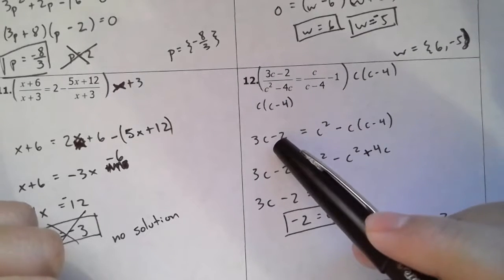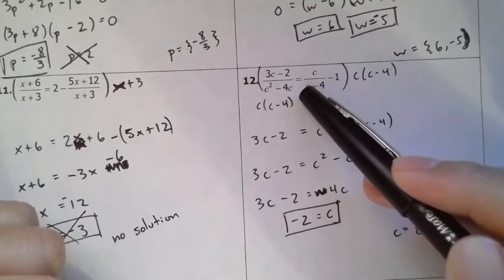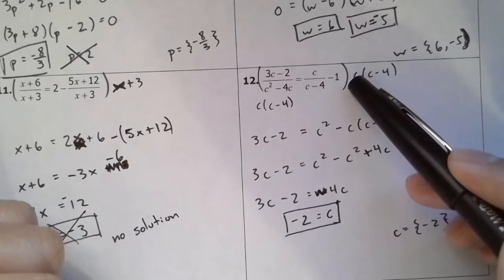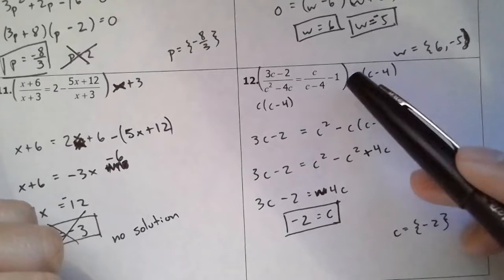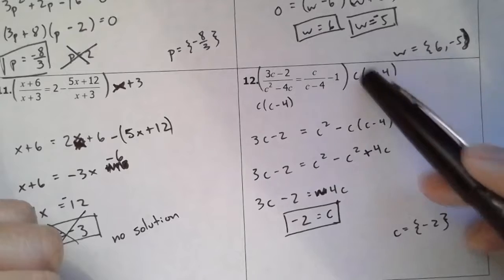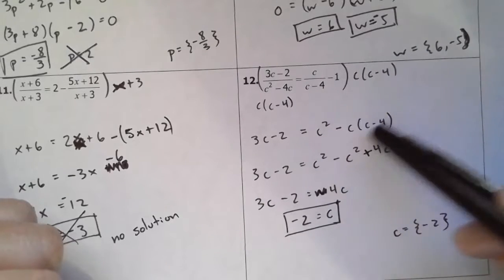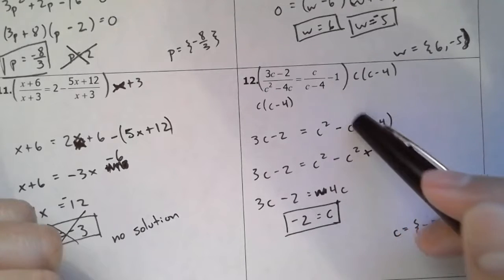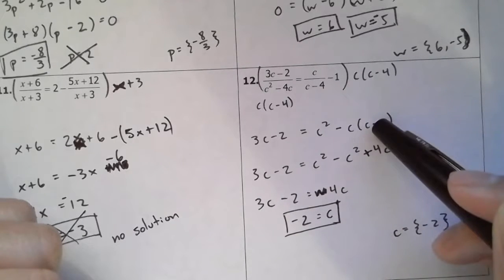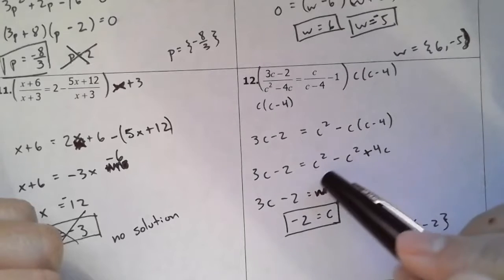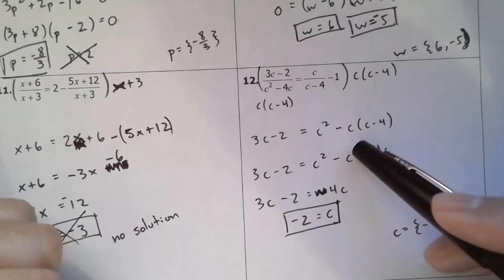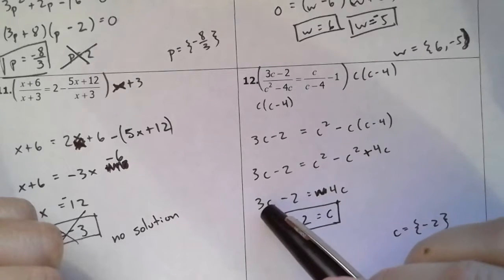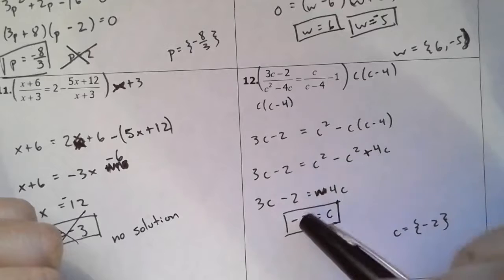3c minus 2 is equal to, the c minus 4 will cancel with the c minus 4, so I get c squared because c times c, minus, then I have minus 1 times c minus 4, so I just get this right here. So it's minus c, or negative c. I get negative c squared plus 4c. c squared minus c squared, those are going to cancel, so I get just 4c here on the right side. And then I subtract 3c from both sides, and I'm going to get c is equal to negative 2.